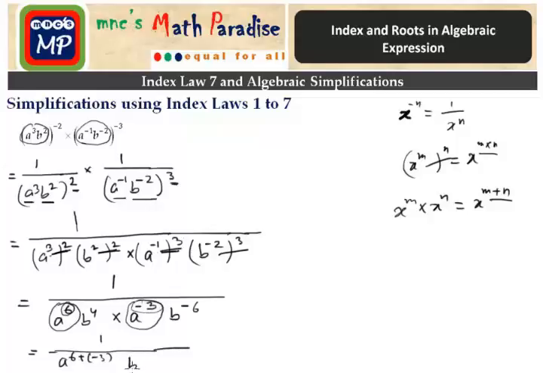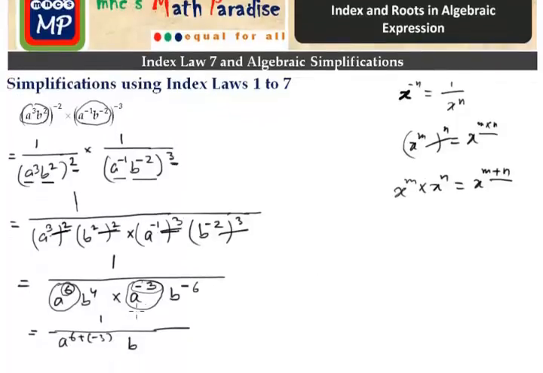Similarly, b to the power 4 and b to the power minus 6. So it will be 4 plus minus 6. So we can write 1 upon a to the power 6 minus 3, which means a to the power 3. And 4 minus 6 will give us b to the power minus 2.